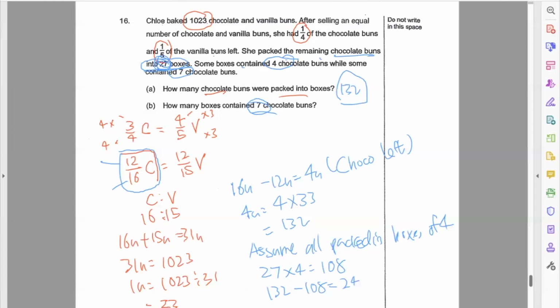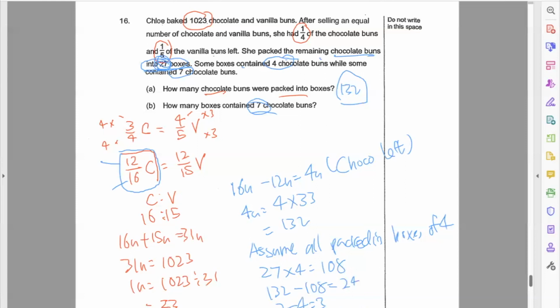Every time you pack in a box of 7 instead of 4, you need 3 more buns. So if you use 24 divided by 3, you get the number of boxes that are packed with 7 buns. So the answer is there are 8 boxes containing 7 buns each.